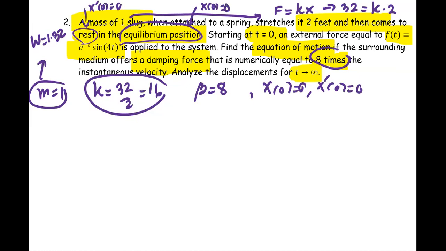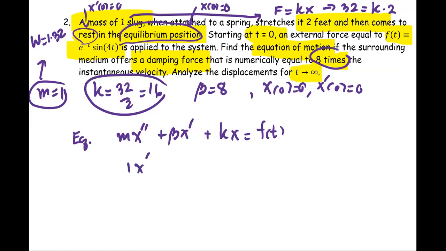Okay. Then the equation of the motion, or the differential equation, is from m x double prime plus beta x prime plus k times x equals f of t, the full version. So m is 1 times x double prime plus 8 times x prime plus 16 times x equals e to the negative t times sine of 4t.